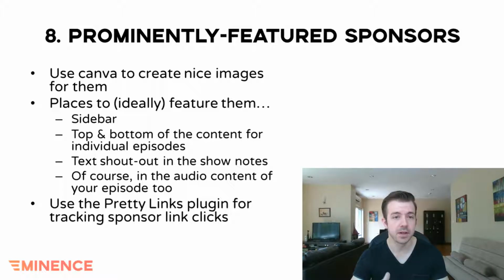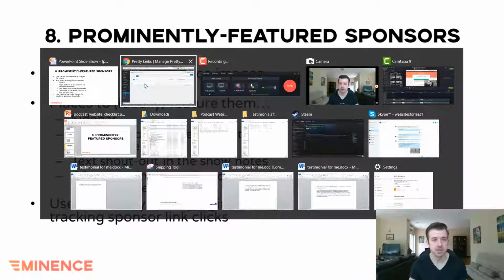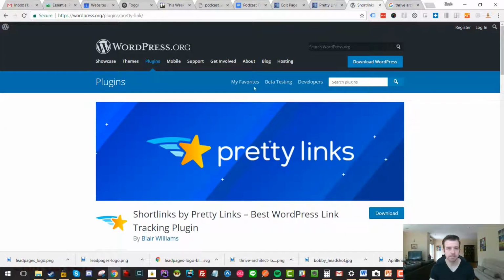So the areas I recommend are your sidebar, which is pretty obvious, but also very easy to ignore things in. And then the top and bottom of the content for individual episodes. And additionally, giving them just a text shout out in the show notes for the episode, if you do show notes. If you can do it in all those different areas, that'll drive further engagement for your sponsors.